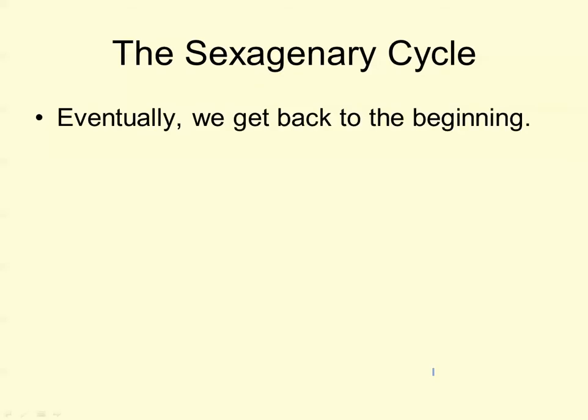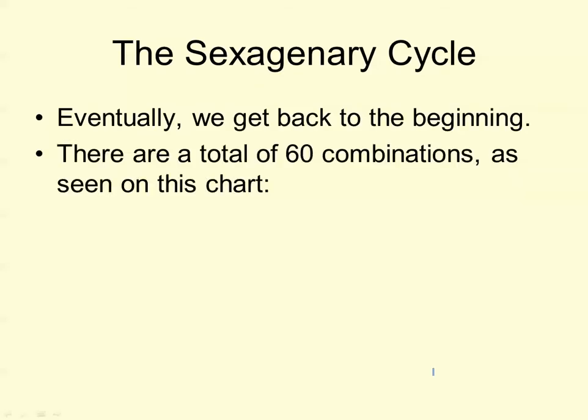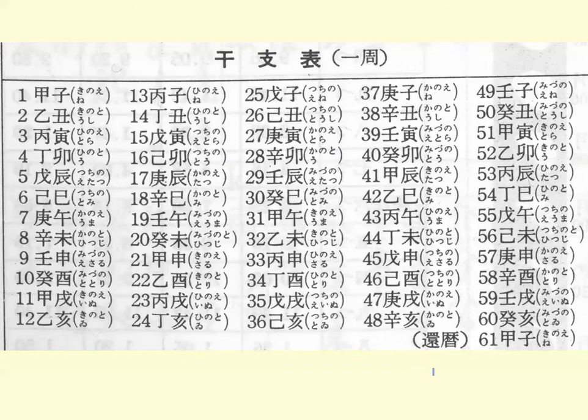So eventually we get back to the beginning. There's a total of 60, and here they are with all of the different readings, the kun readings. Now I should say you can read these with a kunyomi, you can read them with an onyomi. It kind of depends on the context which one you would use. So neither one is particularly more correct than the other.